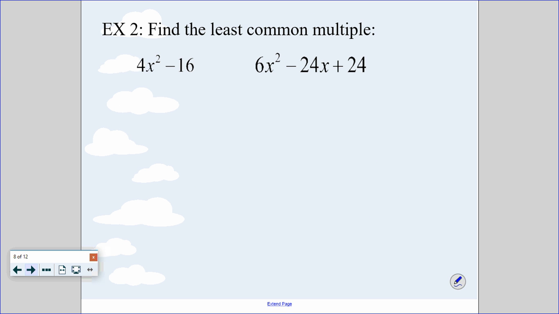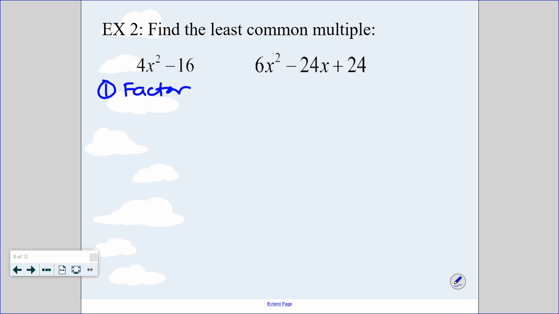Okay? So to practice, we're just going to practice finding the least common multiple, the thing that is common. So imagine that these are my denominators. I have two denominators. That's all I'm looking at right now. What do I do with those denominators? Okay? So the first thing you're going to do is factor both. So you're going to factor the polynomial.